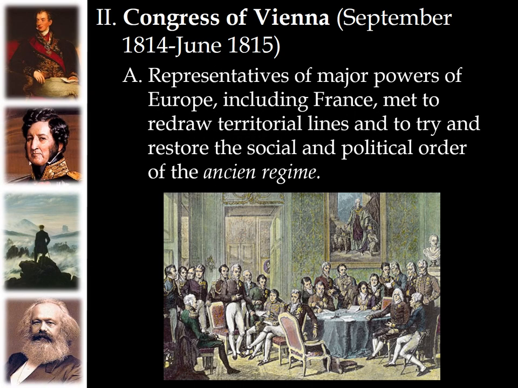Representatives of the major powers of Europe, even including France, met to redraw the territorial lines and to try to restore the social and political order of the Ancien Régime. Now, what's interesting about this is, yes, this is a peace treaty negotiation. They, of course, as normal, invite the losers, if you will, of the Napoleonic Wars. The losers ultimately will be France at the end. But they were also invited for the negotiations to have a say in what should happen.